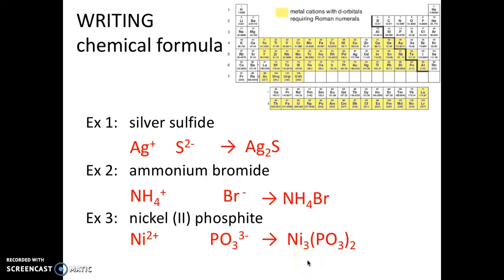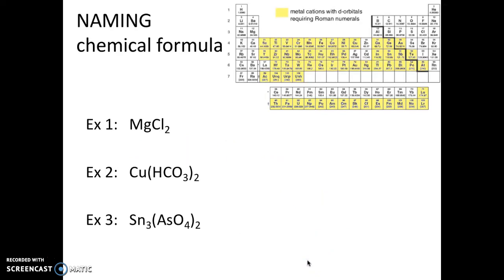So let's move on to naming chemical formulas. Naming chemical formulas is just using your simple naming rules. You first start off with your metal cation, and noticing that magnesium doesn't require Roman numerals, we call it magnesium. And then we name the anion, which is chloride. So this is chloride ion. So magnesium chloride is what you call this first example.